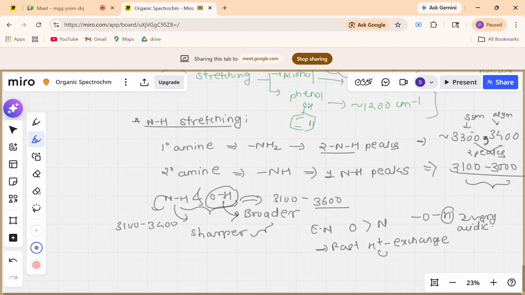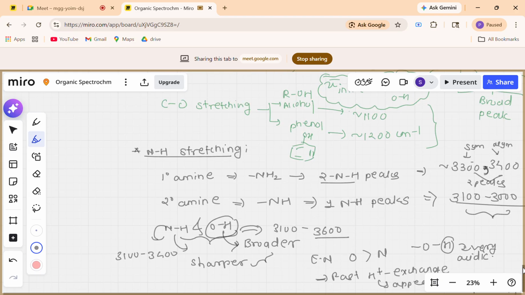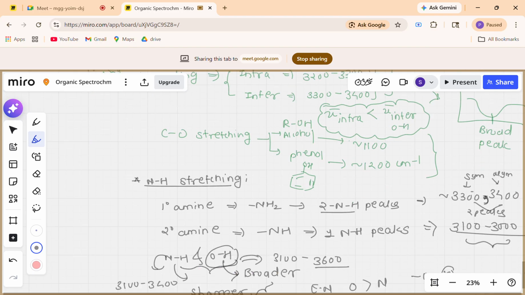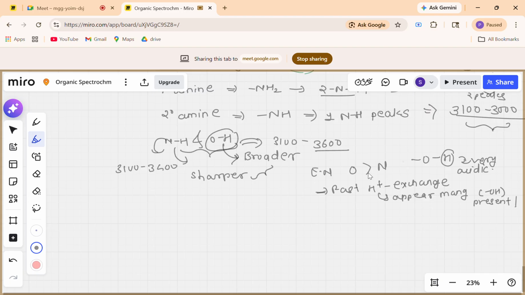So, in other words, this hydrogen is highly acidic in character compared to the NH hydrogen, right? So there will be a fast proton exchange happening in your molecule. So it appears like many OH groups are present. Okay, so why are you getting such a broad peak? I show you one schematic here. If there is free hydrogen, the graph will be very narrow, but if there is hydrogen bonding present in a molecule, you will get a very broad peak.